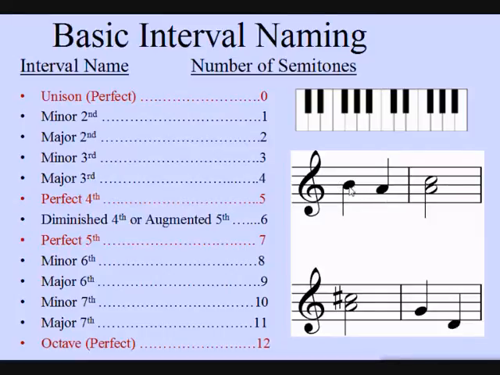Let's see how many semitones away from each other they are. From B to A we count, this is B, 0, 1, 2. Therefore they are 2 semitones away from each other. That means that this is a major second.